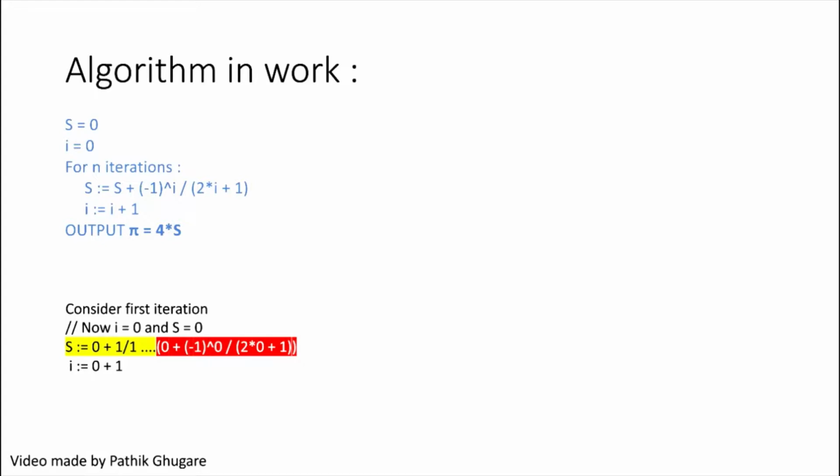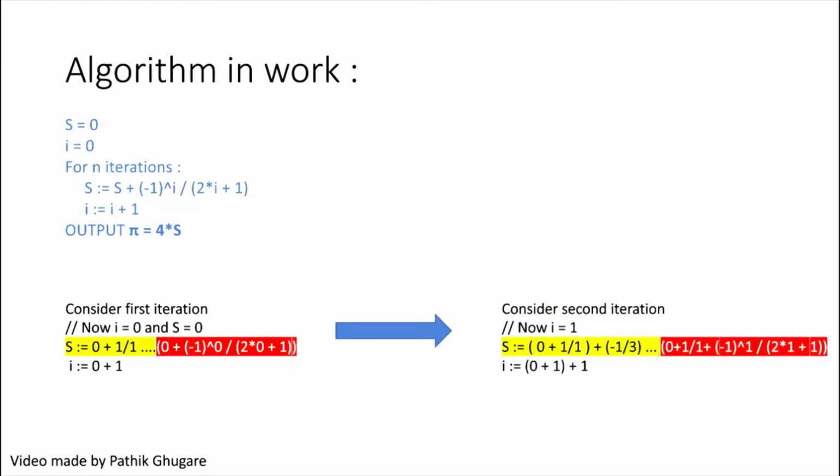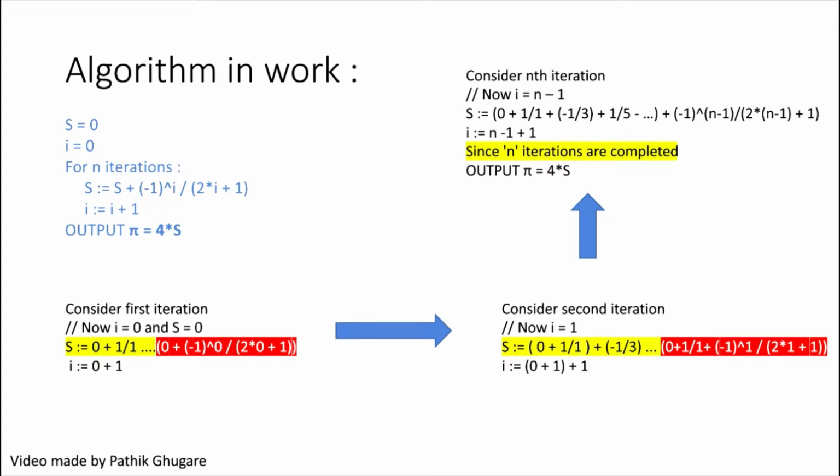Now consider second iteration. Here I is equal to 1 and s equal to 0 plus 1. Since I is 1 we will add minus 1 raised to 1, divided by 2 multiplied by 1 plus 1, which is minus 1 divided by 3, in 0 plus 1. And again I will get incremented by 1. So now we have s equal to 0 plus 1 plus minus 1 divided by 3 and I equals to 2. So at nth iteration, we have this series S, and I will become n. But since iterations are over, there is no use of I now. So, we will calculate value of pi equal to 4 multiplied by S.